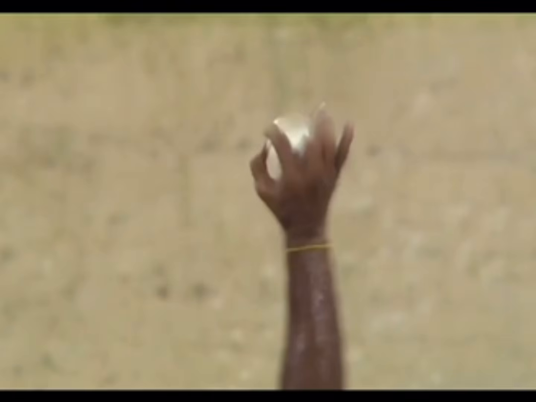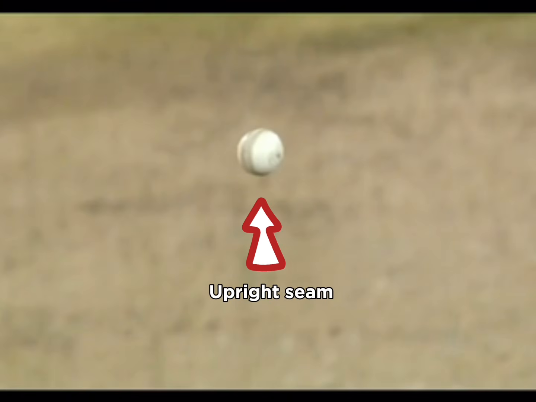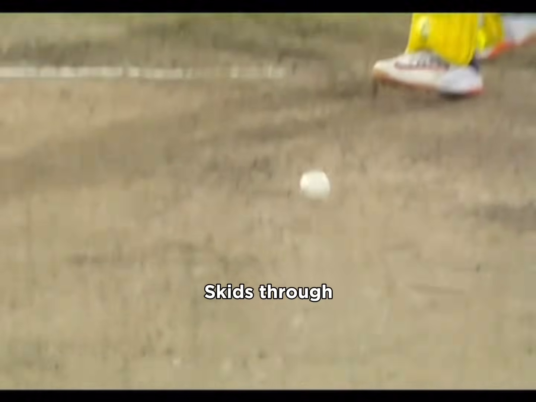Now, in the second footage, you can see Ashwin goes underneath the ball in such a way that there is a lot of backspin induced on the ball instead of side spin. Now, since the ball is released with an upright seam, it drifts in the air and because of the backspin on the ball, it pitches and skids through quickly.